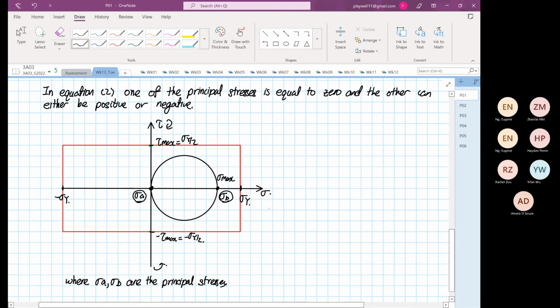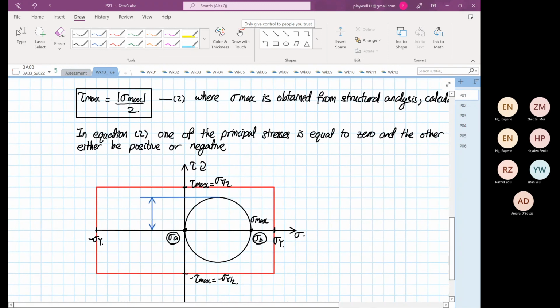And this value that we calculate in terms of shear is equal to our sigma max divided by 2, and this is our tau max. And this is from equation number 2.